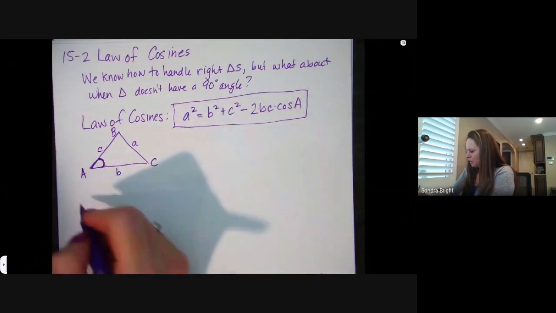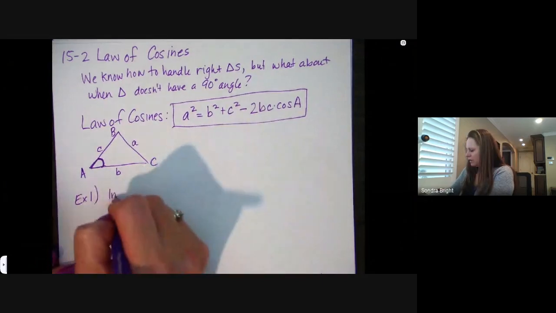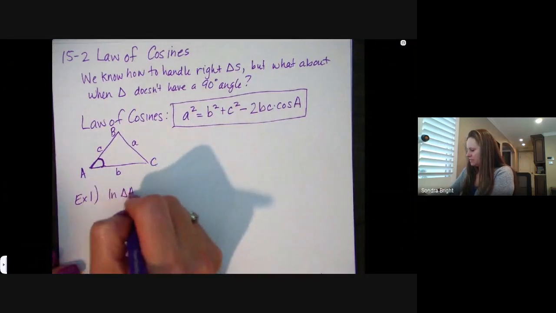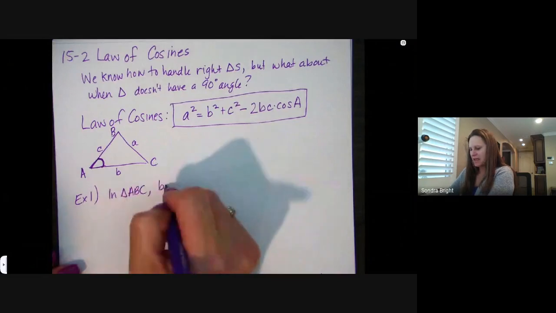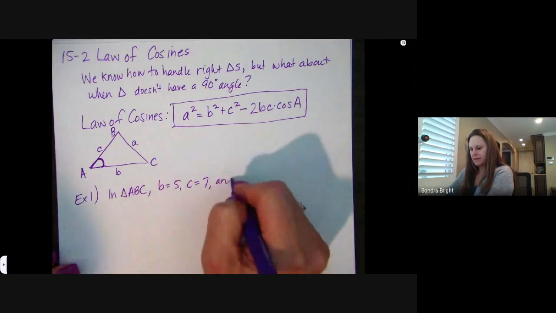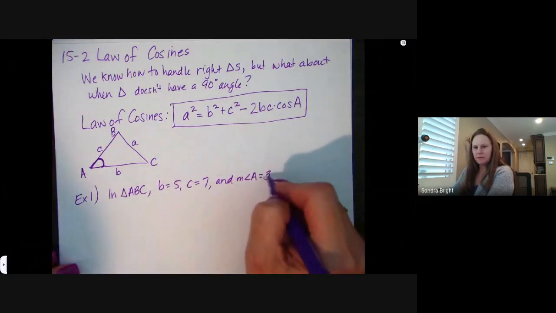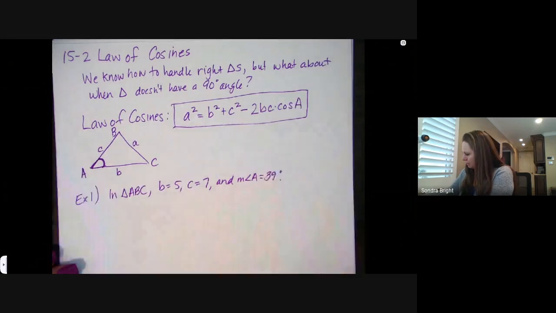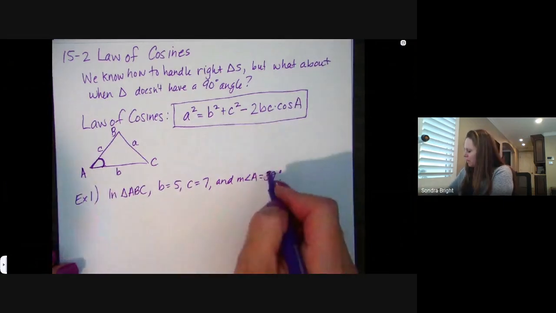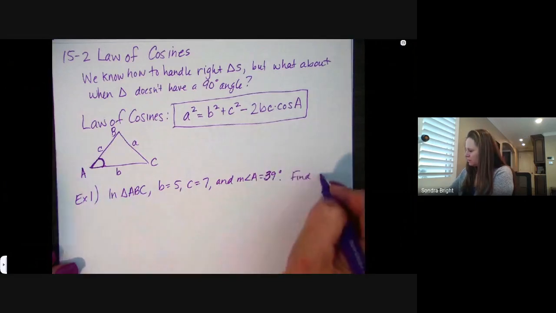So let's do an example. Let's do one in triangle ABC. You're given that b is 5, c is 7, and the measure of angle A is 39 degrees. Let's find side a and round to 2 decimal places.